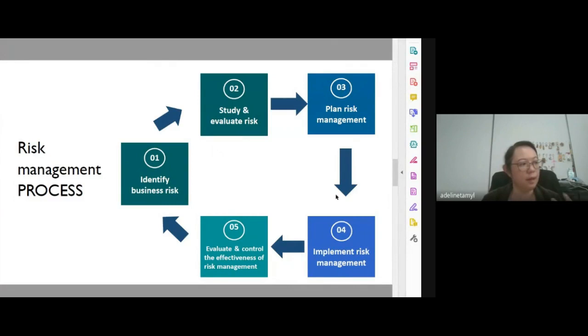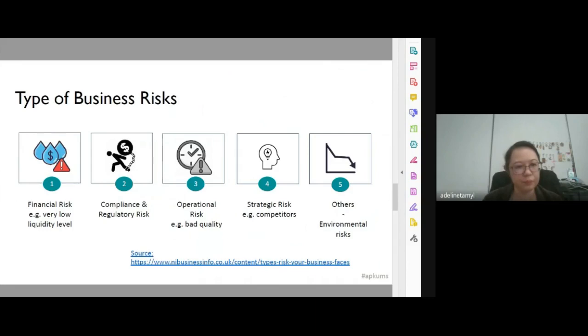After I plan, I have to implement. I do what I planned. After that, I evaluate, I see whether this way of managing food really helps me to avoid food poisoning. Kalau tidak, what can I do? So we do the whole process again. So this is in simple, the risk management process.